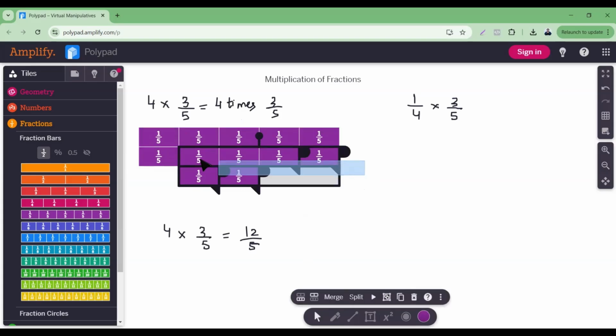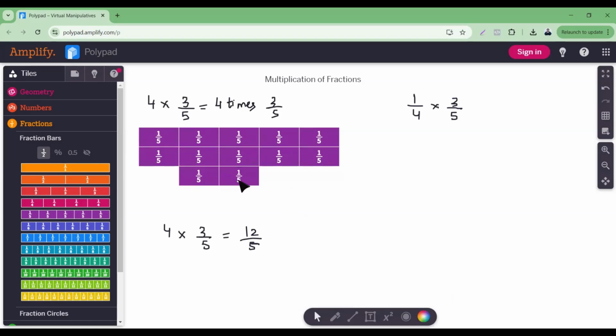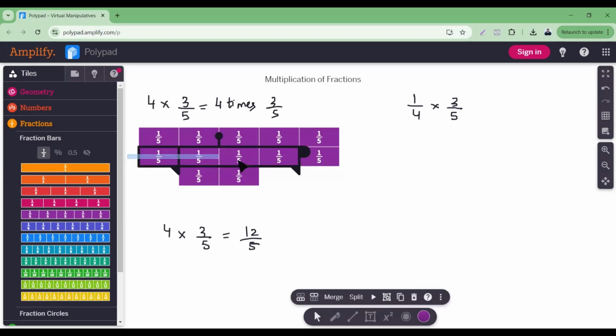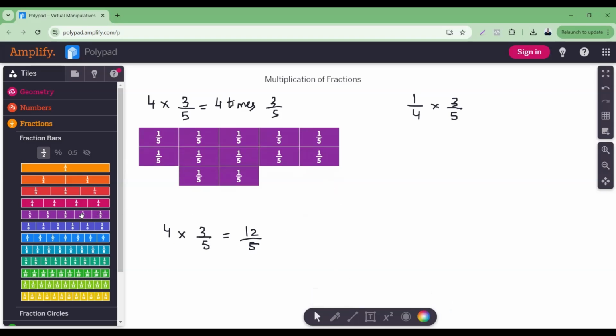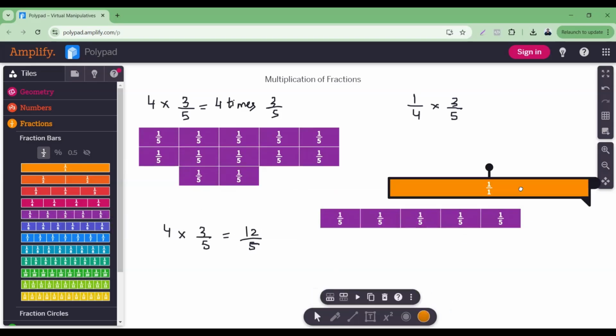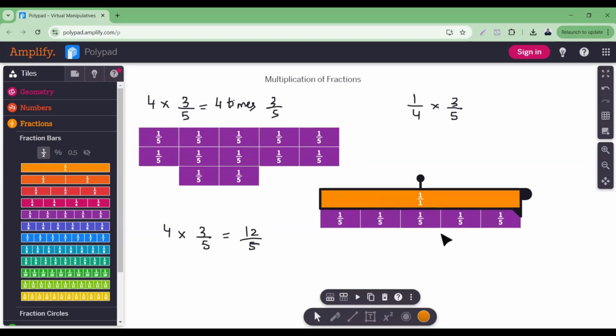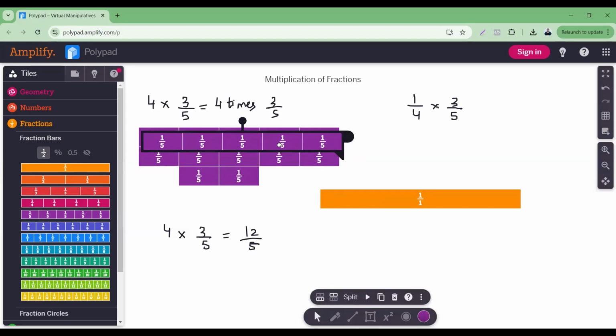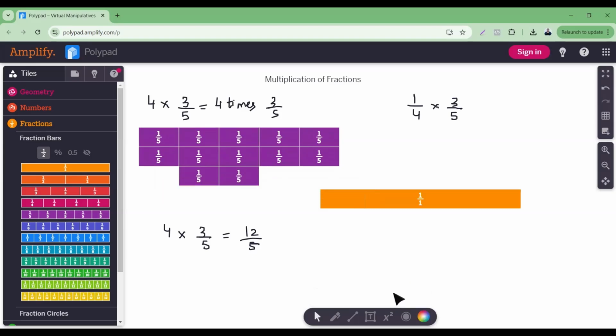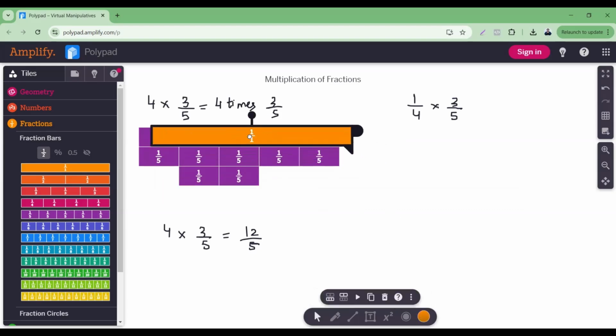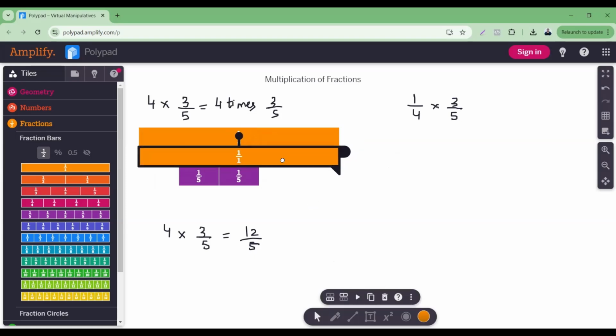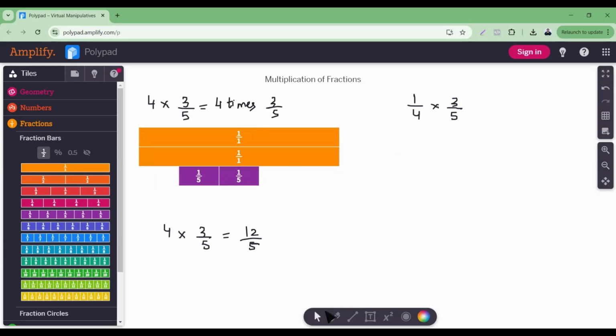Correct? Why am I doing this? Because that time it will become one whole, isn't it? See, look at this. This is one whole. Look, this is one whole. This is one whole. So if you see here, it is exactly matching here. That means I got two wholes, right? Apart from two wholes, I got a 2/5. So the answer could also be written as 2 wholes and 2/5.